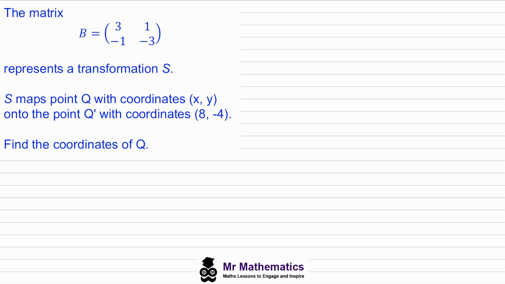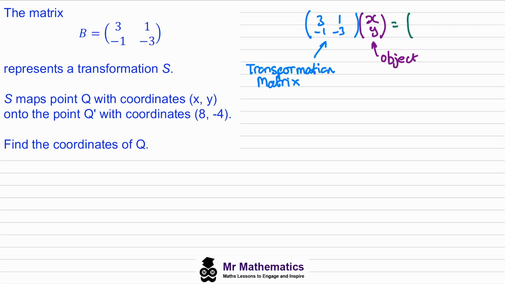So the way we do this is we set up a matrix equation. We have the coordinates of the object, x, y. We apply to this the transformation matrix, so 3, 1, -1, -3. And this product will give us the image 8 and -4. So to work out the coordinates of the object, we need to solve this matrix equation.